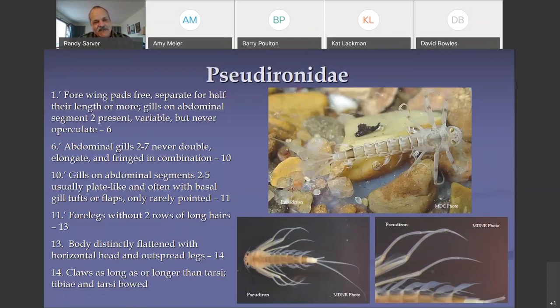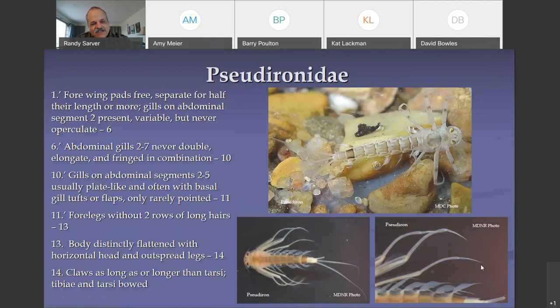And so once you make that choice in the key, you end up at 14. And here's where the leg structure comes into play. If you look at the bottom right photograph and read the couplet, claws as long as or longer than the tarsi. So they have pretty long claws, okay?